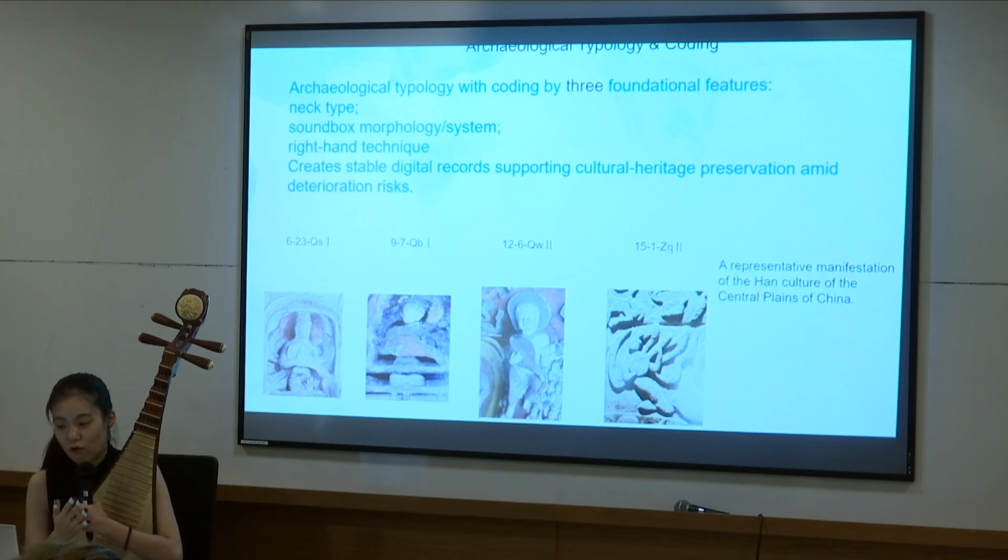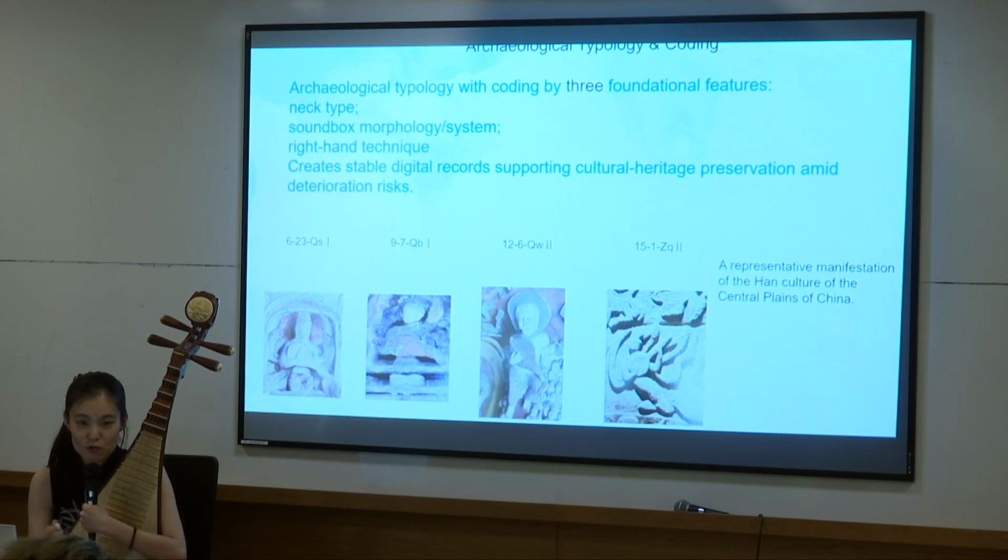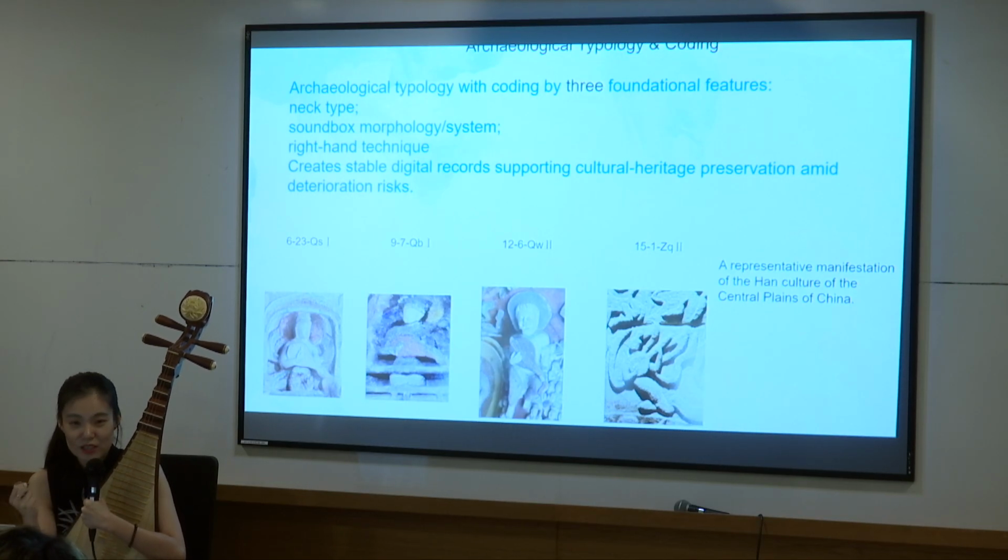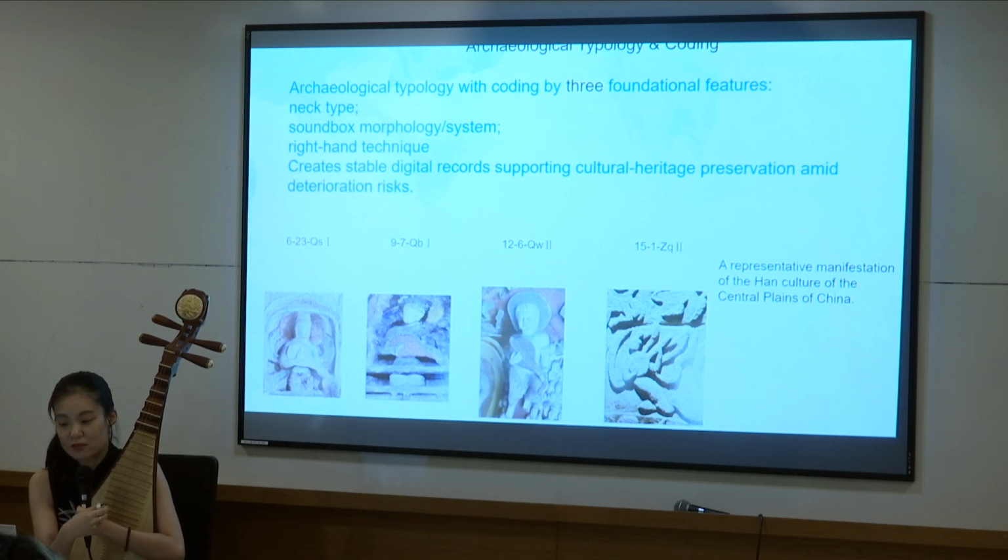So this is the coding, and I can use these three fundamental features to create stable digital records supporting cultural heritage preservation and deterring risks, and I can clearly and quickly find every image of pipa in Yungang Grottoes and other places in Shanxi during the Northern Wei to Tang dynasty.